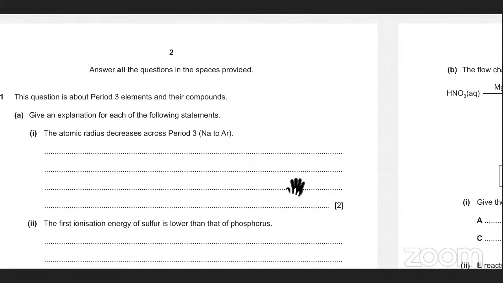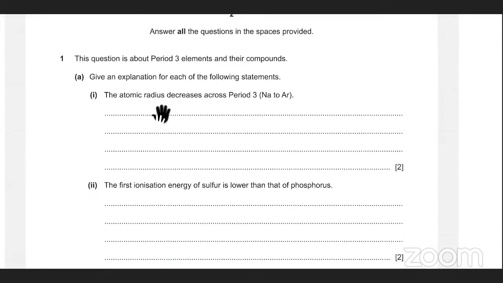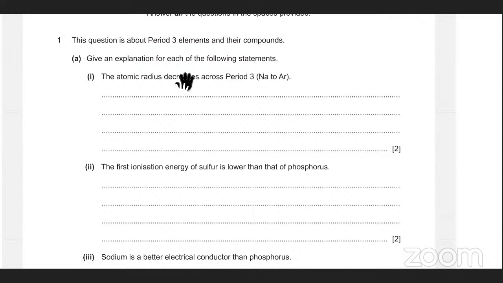So this one, starting with the first question, March 16 question paper 2. You're supposed to give an explanation for each of the following statements. The atomic radius across period 3, Na to Ar, decreases. So what happens when you go from Na to Mg to Al? So you have Na and then you've got Mg, then you've got Al after that.